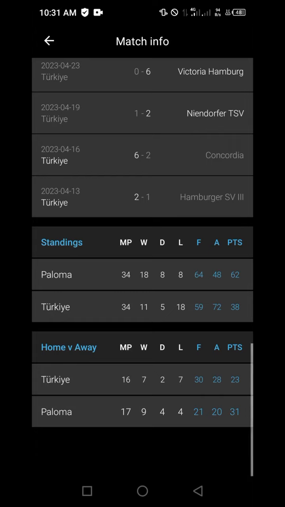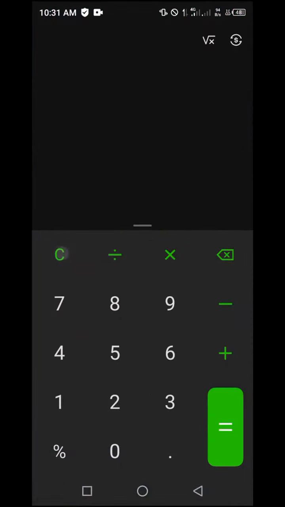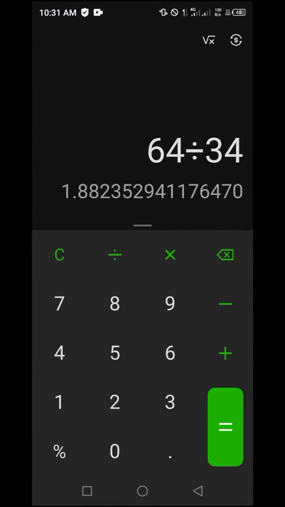So 64 divided by 34, we are going to our calculator. 64 divided by 34, you are going to see that they have a goal score rate of 1.8, which is good. And it means that the possibility of scoring is good, but we have to also check the defense of the opponent, or the rate at which they concede.